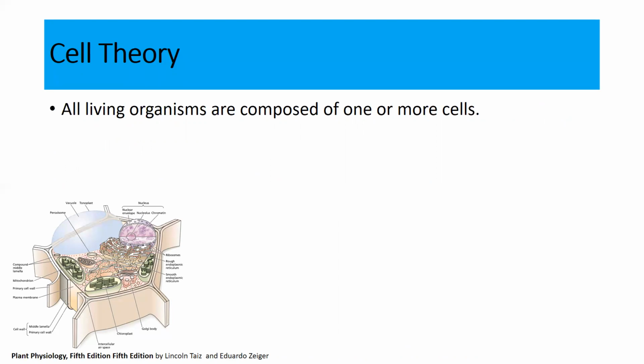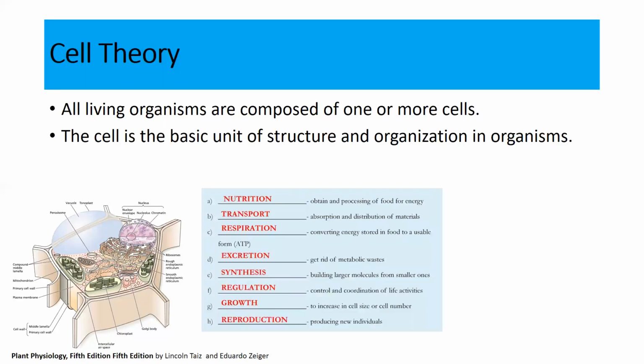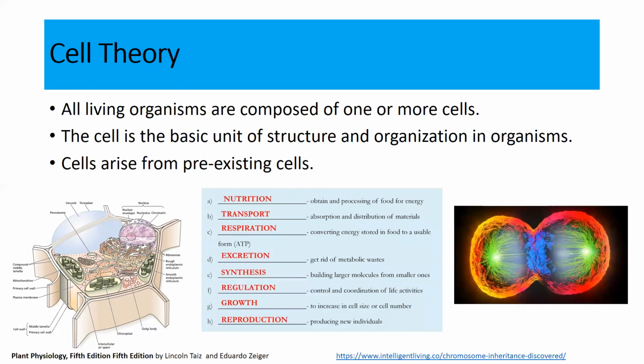Cells are the basic unit of structure in all living organisms, and also the basic unit of reproduction. The three principles of cell theory can be summarized as: all living organisms are composed of one or more cells. The cell is the basic unit of structure and organization in organisms. Organisms consisting of only one cell carry out all functions of life in that cell.